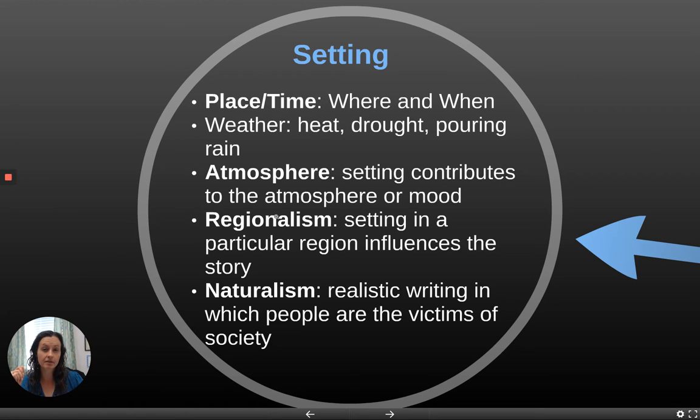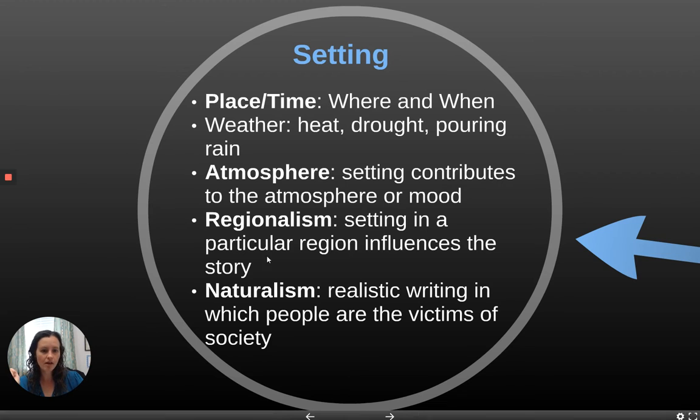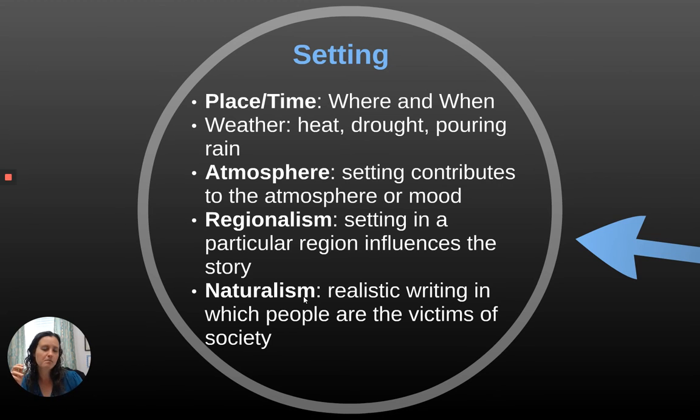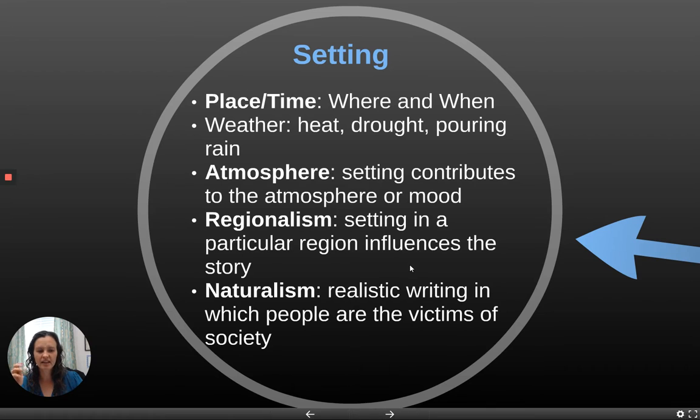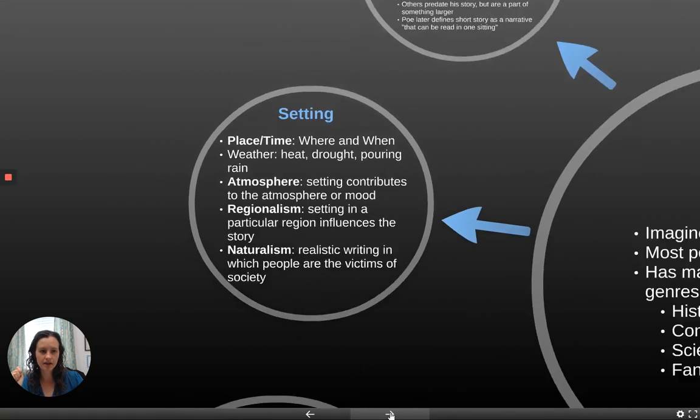Regionalism is when it's set in a particular region. We're going to do some Flannery O'Connor, and you will see she's a very strong regionalist writer. She's from the South, and it's pretty obvious. Naturalism is very realistic, very modern type of writing where people are the victims of society. Again, O'Connor is a good example of that. Poe also does some of that as well.